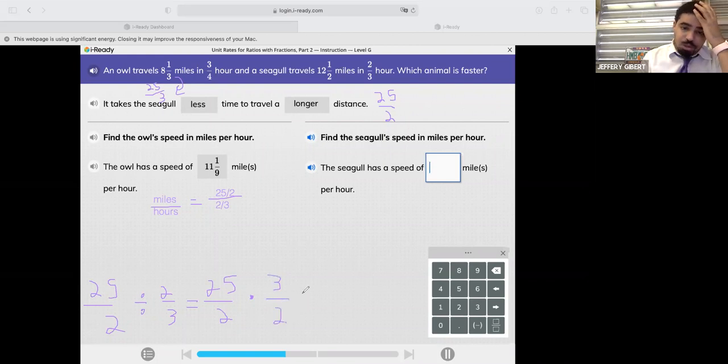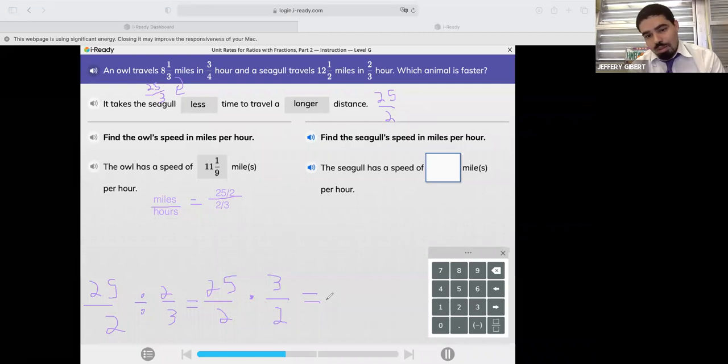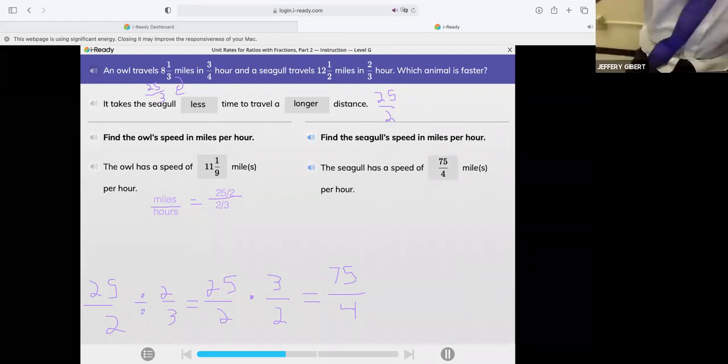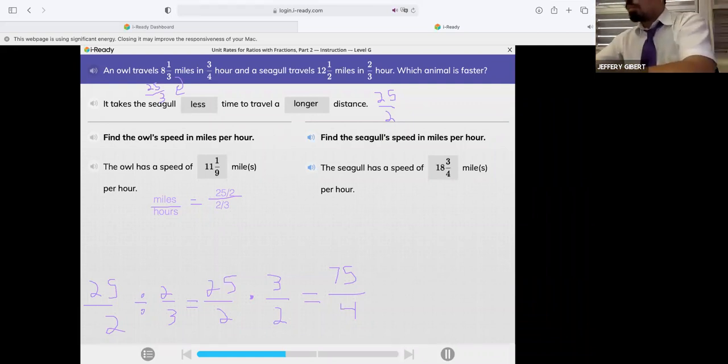All right, so then when you multiply this out, what do you get? So you said multiply. Yeah, the top times top, bottom times bottom. 75. Over what? Oh, 75 over 4. All right, that's our answer. No, you're right. That's right. You can also think about the seagull's speed as 18 3/4 miles per hour.